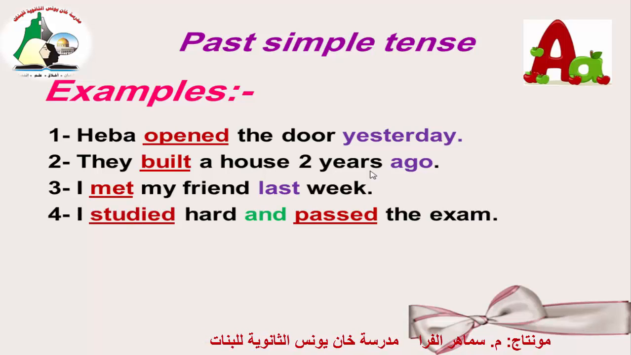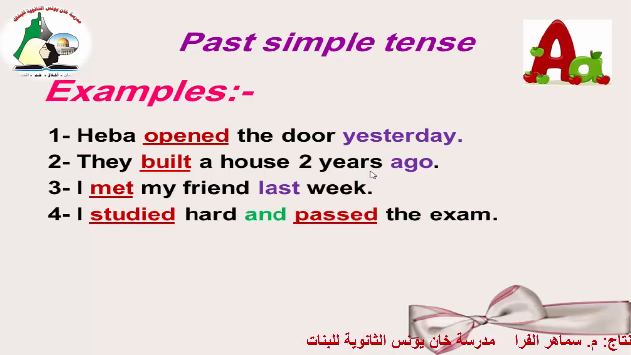We notice that example 1, 2, 3 has only one action, one verb. But look at example 4. Read it carefully, please. I studied hard and passed the exam. Look here, we have two read words. What are these two words? Yes, they are verbs. In this sentence, we have two verbs in the past. Okay? Studied and passed. Both the two verbs happen at the same time in the past.